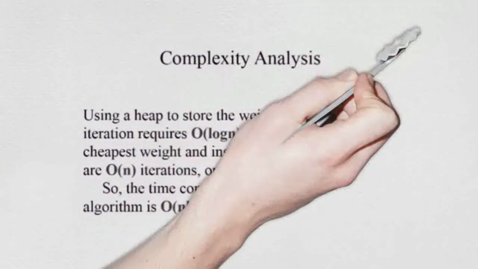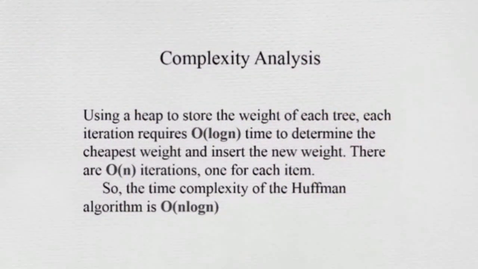Now let us analyze the complexity of the code. Using a heap to store the weight of each tree, each iteration requires big O of log n time to determine the cheapest weight and insert the new weight. There are big O of n iterations, one for each item. So the time complexity of Huffman's algorithm is big O of n log n.